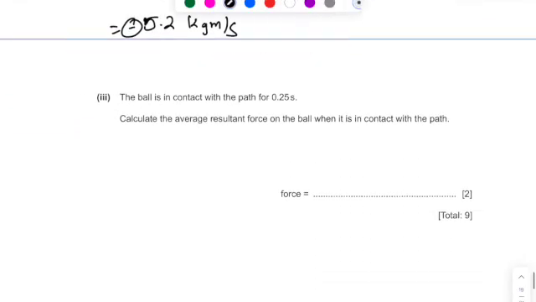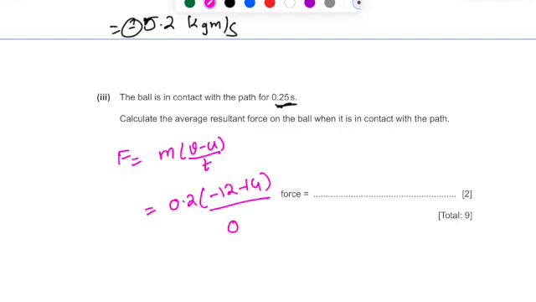Now coming to the last part, the ball is in contact with the path for 0.25 seconds. Calculate the average resultant force. For that, force equals m times v minus u by t. Substituting the values, minus 12 minus 14 divided by 0.25, which is going to be minus 20.8. I'm not going to write it as 20.8 newtons, because you should be writing in two significant figures, 21 newtons. That's going to be the answer.